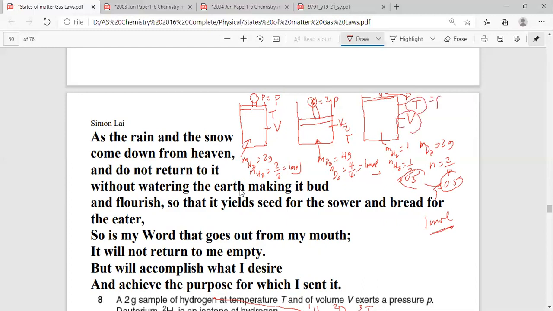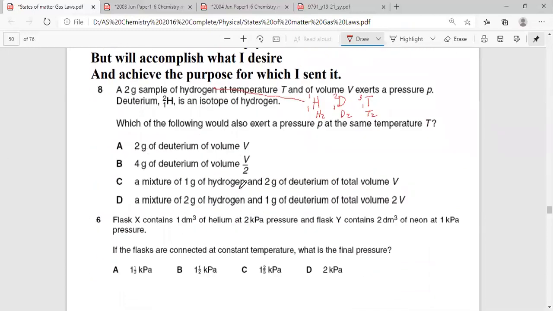Same as P. Same as here. Because it doesn't matter what kind of substance it is, as long as the number of moles is the same. See now? So C is a good answer. Correct answer.